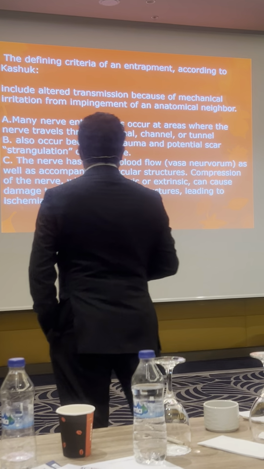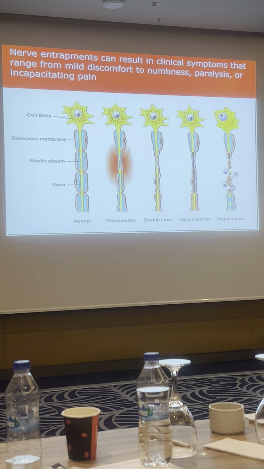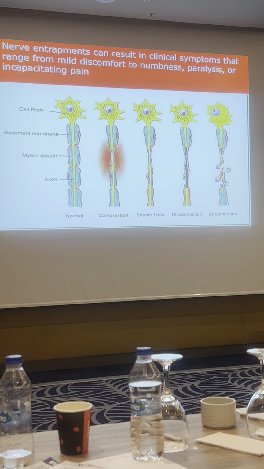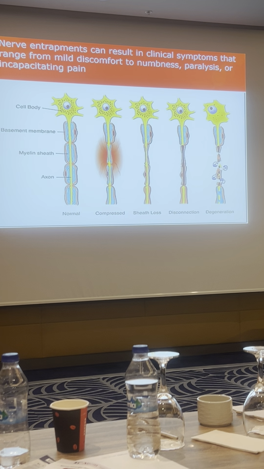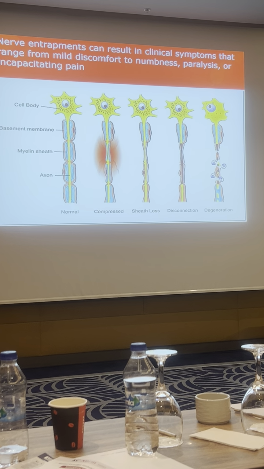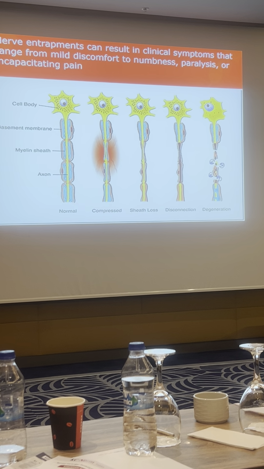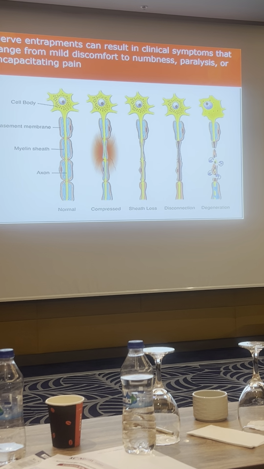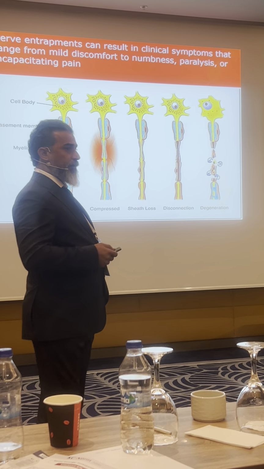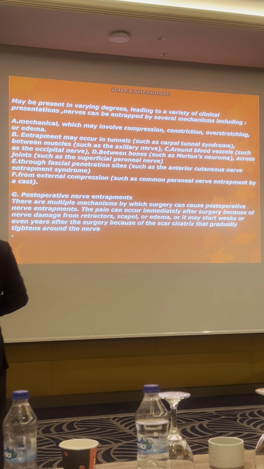Okay. So here we have the normal nerve, compressed, sheath loss, disconnection, and degeneration. This is the pathology of the nerve. After nerve injury, the most important thing is that the myelin sheath degenerates, and then the nerve loses the function of transmitting signals because there is no myelin sheath surrounding the nerve.